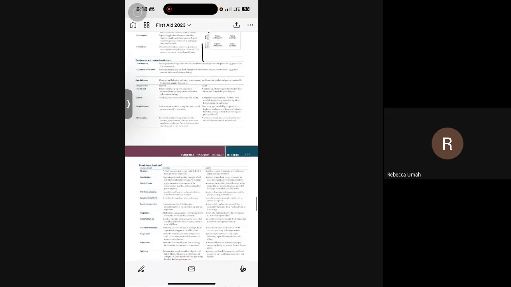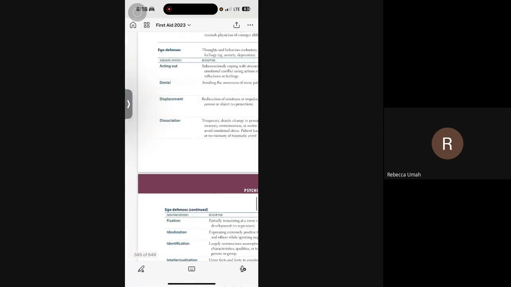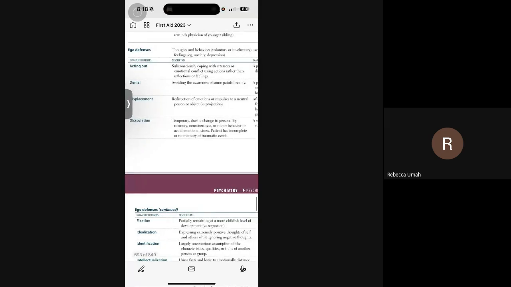Okay. So now the third thing is dissociation. So what does dissociation mean? So dissociation is very simple. It means whenever you are having a stressor, you drastically dissociate yourself from reality. And this is a very common thing.